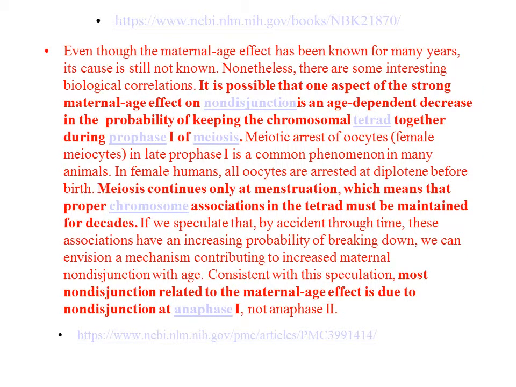This information was taken from a very reputable website, which is sponsored by the National Institutes of Health. And it says it is possible that one aspect of the strong maternal age effect on nondisjunction is an age-dependent decrease in the probability of keeping the chromosome tetrad together. So, especially during a female's life cycle, her tetrads are held in place until menstruation. Once the menstrual cycle occurs, one developing egg is going to be activated to continue the meiosis process.